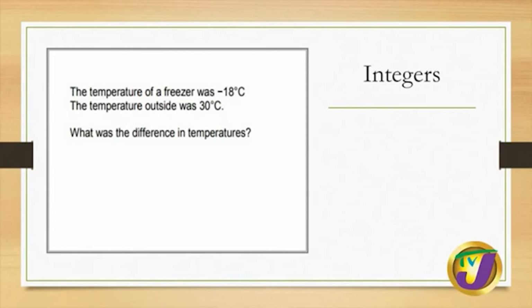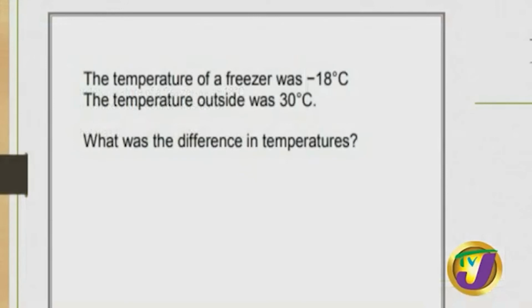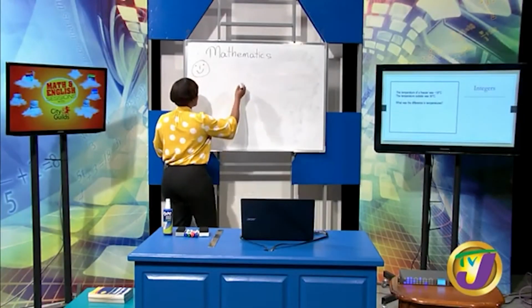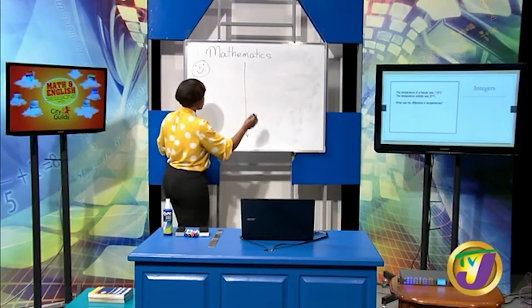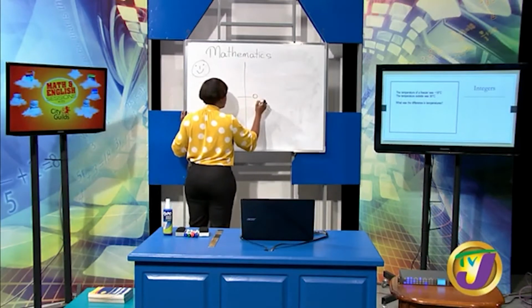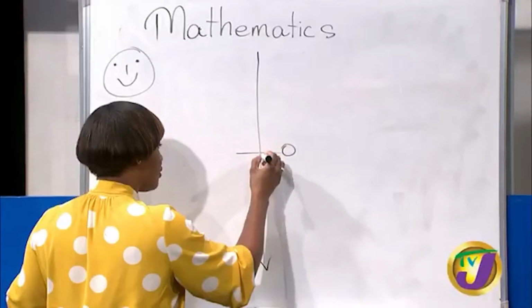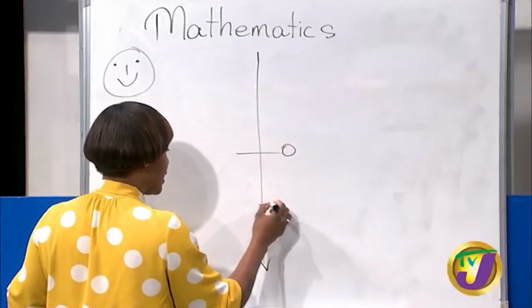Now, another question with integers. The temperature of a freezer was negative 18 degrees Celsius. The temperature outside was 30 degrees Celsius. What was the difference in temperature? All right, let us go to the board for this one. So, what's the first temperature we have? We're going to do a number line for us to just remember what these numbers represent. So 0, and then we're going to have negative 18.